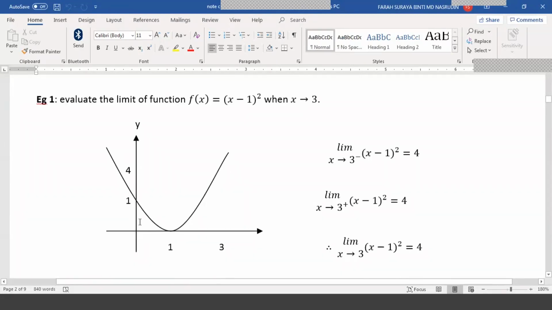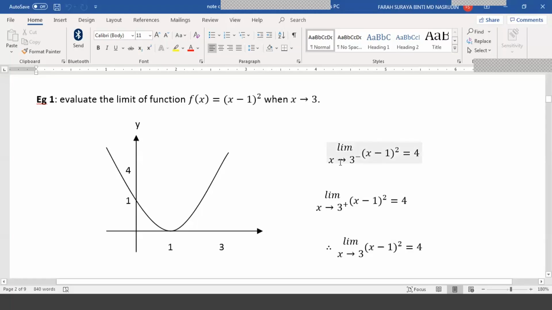Okay, example yang ni, this function punya graph. Ingat kan, saya cakap tadi dalam exam, soalan function dia tak ada dalam bentuk graph. Ini hanya saya tunjuk graph sebab nak tunjuk awak konsep dia. Okay, evaluate the limit of function x minus 1 square when x approaches 3. Okay, this is the graph for x minus 1 square. And we want to know if the value of x approaches 3, what will happen for this function?